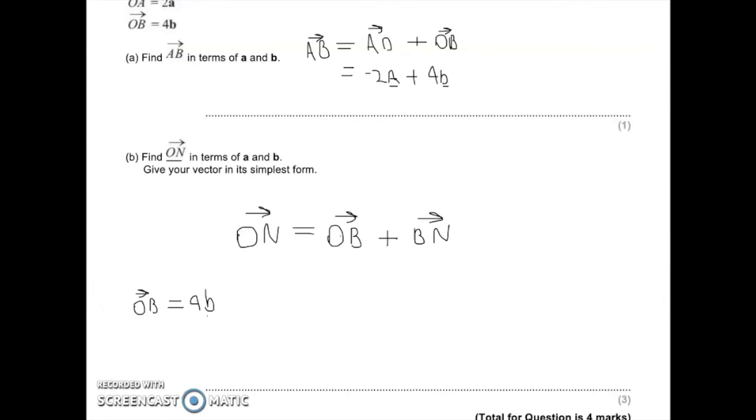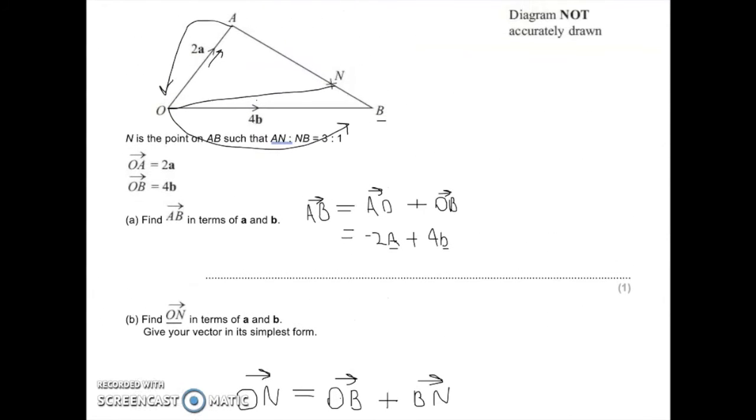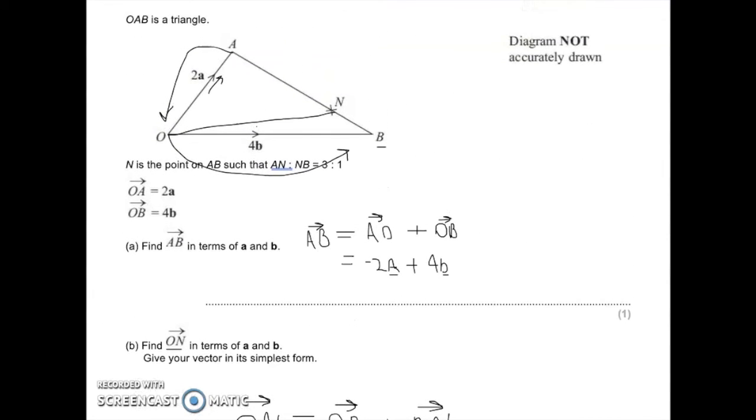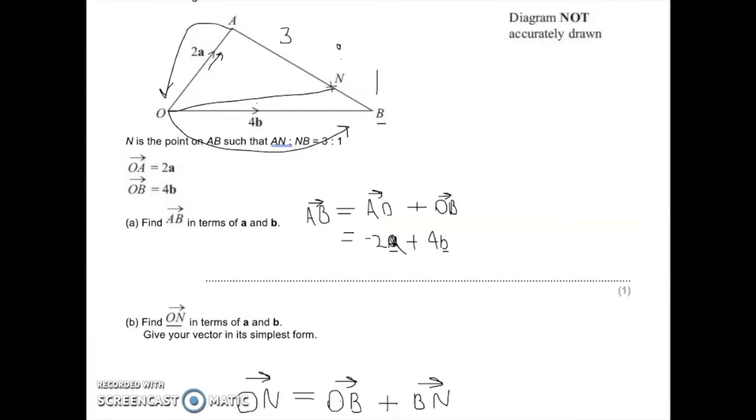As you can see, they said that N is the point on AB such that AN to NB is equal to the ratio 3 to 1. So from here you can say that the whole AB vector is comprised of 4 parts, in which AN is 3 and NB is one of those parts. And now we know this, we can say that NB is a quarter of AB, as it makes up one of the entire 4 parts of AB by the ratios.